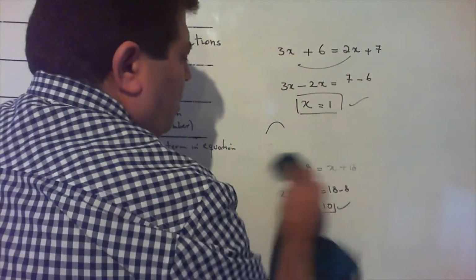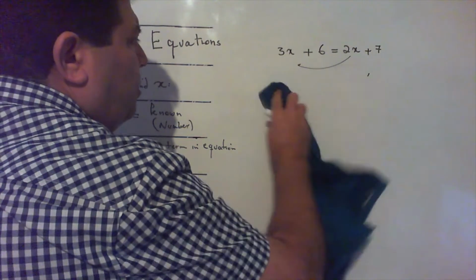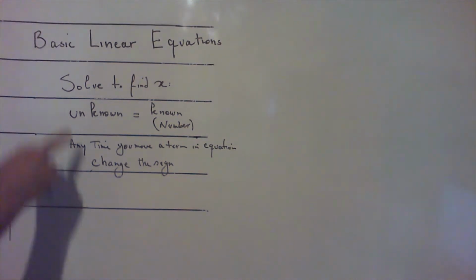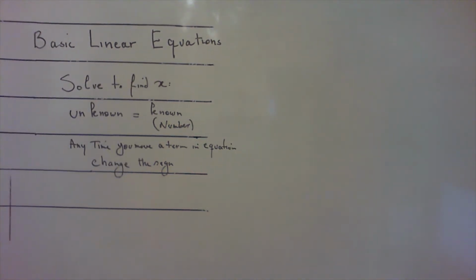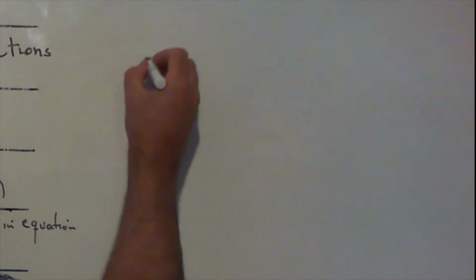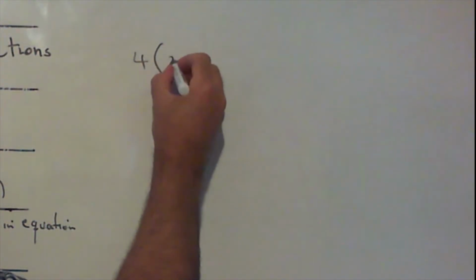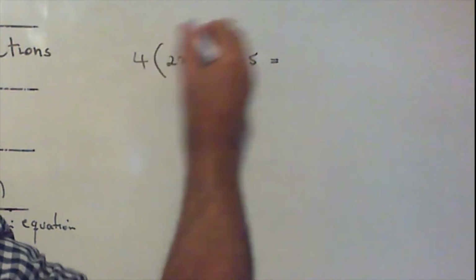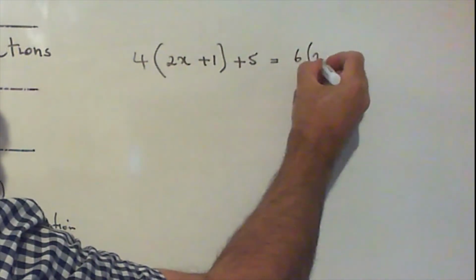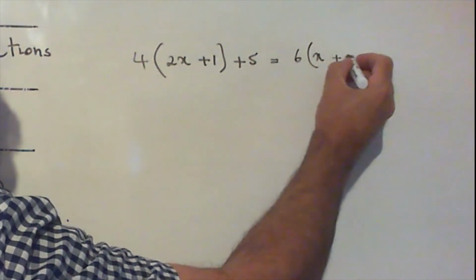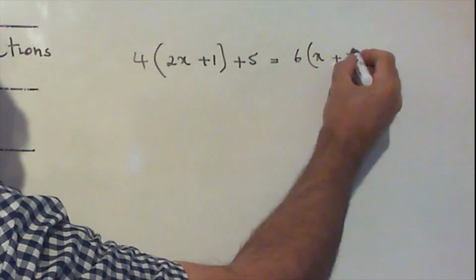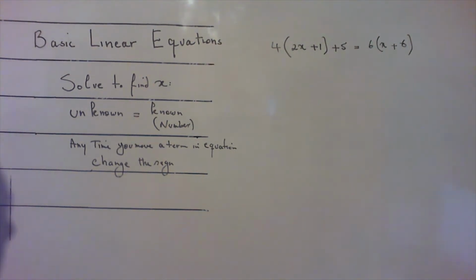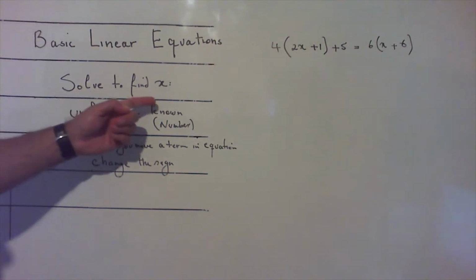Okay, we can do a little bit more difficult question now. Still, we are trying to learn all types of basic linear equations and how to solve them. Could be that you got given something like 4 times (2x plus 1) plus 5 equals 6 times (x plus 6). Okay, this is a linear equation, and I was asked to solve to find x.